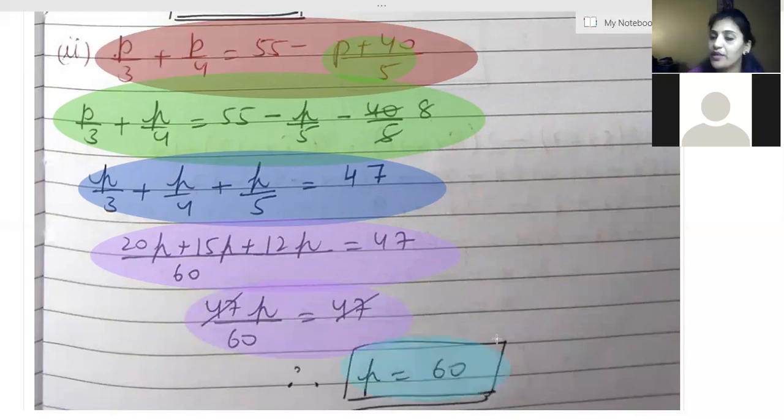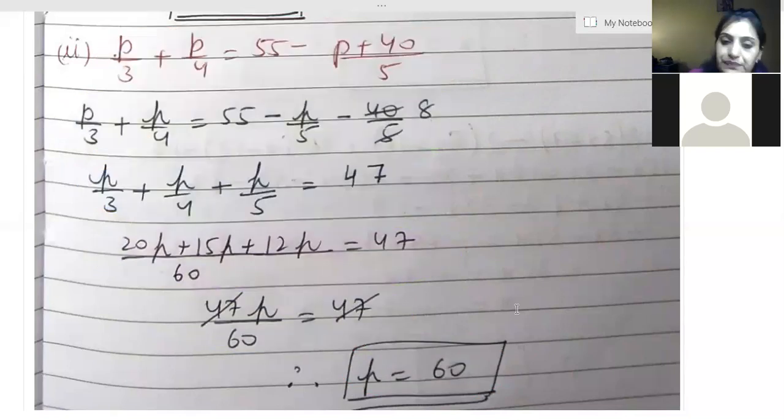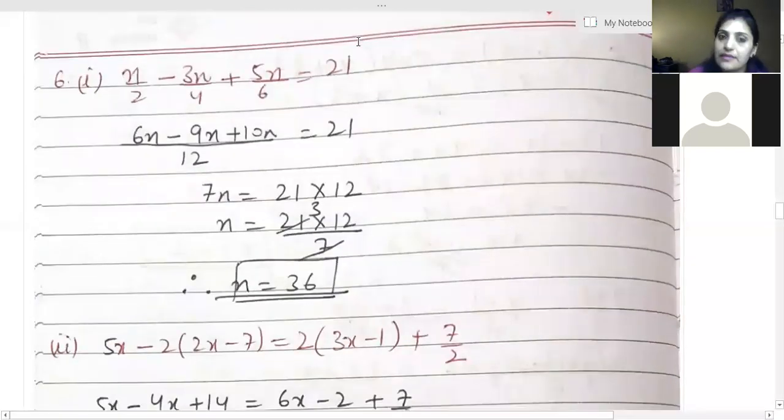Rashi, I hope you understood this step. If you don't want to do this step this way, then you can do one thing. You can take LCM for the whole of the side. Even that is also correct. Okay? Let's go. Now question number 6, first part.